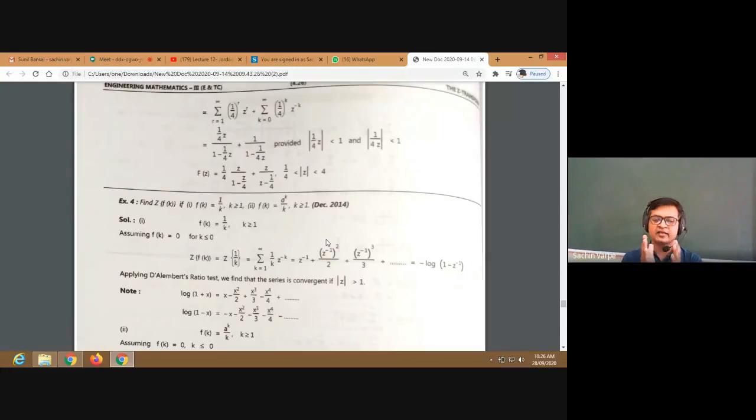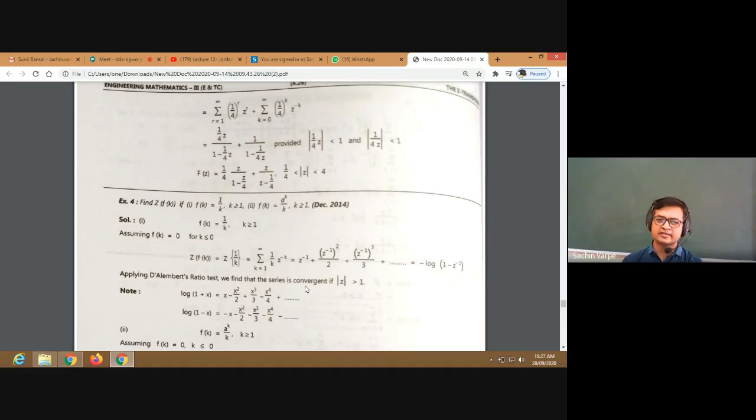Or I can say I have taken minus sign common, then each term will be negative inside, and that expansion will be the series of log of 1 minus z raised to minus 1. By simply replacing z raised to minus 1 by x, we will get x plus x square by 2, that is the expansion of minus of log of 1 minus x, is it? So this is a logarithmic series, which is convergent by D'Alembert's ratio test.